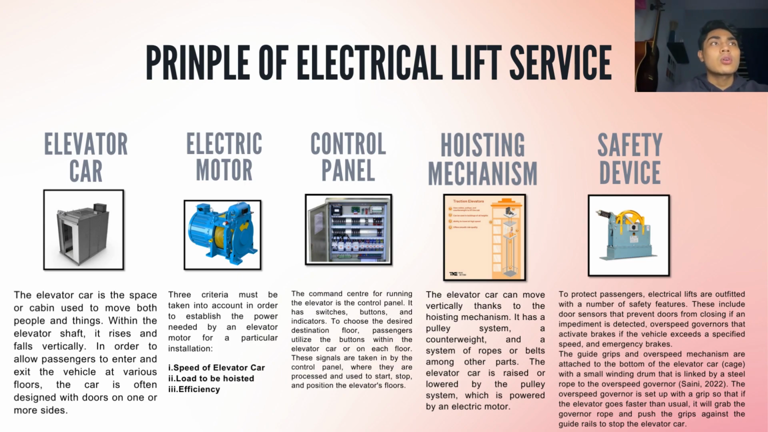If the power goes out or something else goes wrong, the emergency brakes stop the lift car safely and keep it from falling. Other than that, the lift is also equipped with door sensors. These sensors detect obstacles in the path of the elevator door, such as objects or persons. If the sensors detect an obstruction, they prevent the doors from closing, ensuring the passenger is safe.